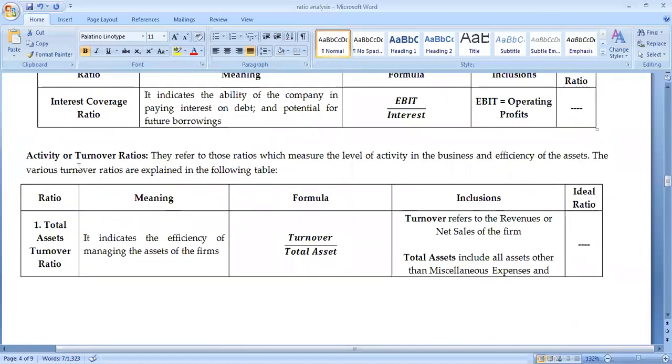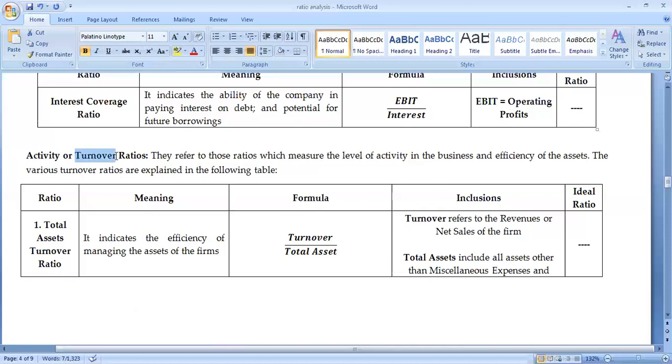So what is activity or turnover ratio? Activity is going to measure the level of activity in the business and the efficiency of the assets. The various turnover ratios are explained in the following table. What is the activity in the business, whether purchasing or any sale activity? That is the activity or turnover ratio which will be discussed.